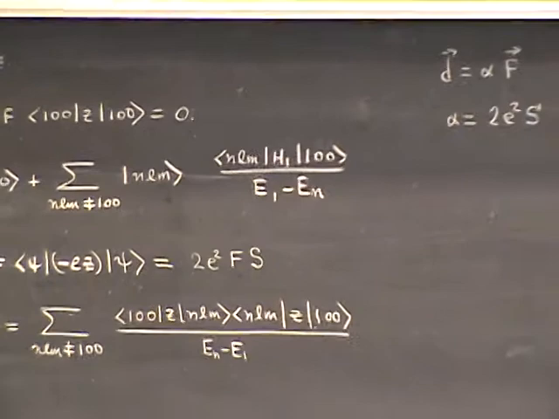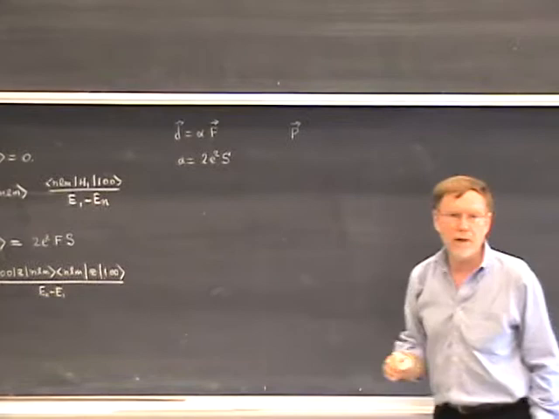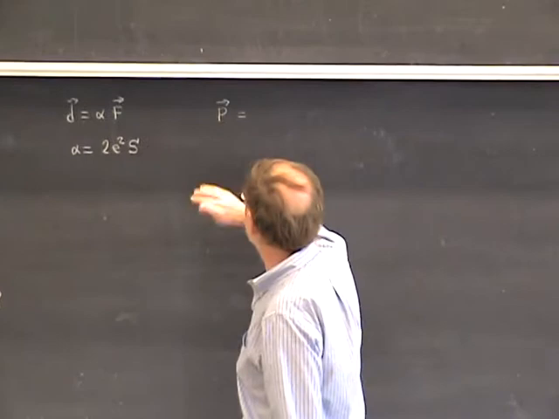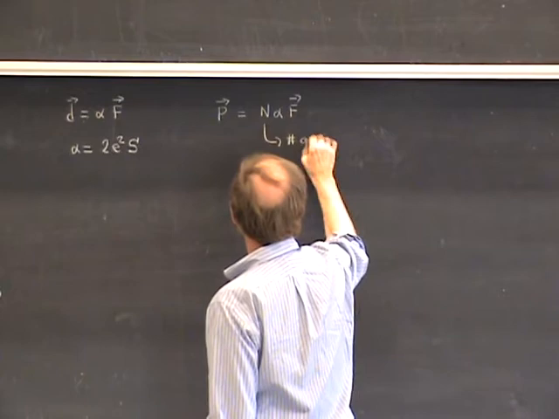First of all, the electric susceptibility and then the dielectric constant. The polarization vector in matter is defined as the net dipole moment per unit volume. And so if we have hydrogen atoms and each one has a dipole moment d, which is alpha times F, then the dipole moment per unit volume is equal to the number of atoms per unit volume, which I'll call n here, multiplied by alpha F. So n here is the number of atoms per unit volume.